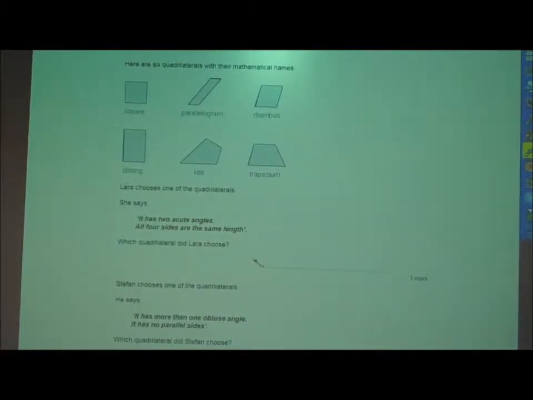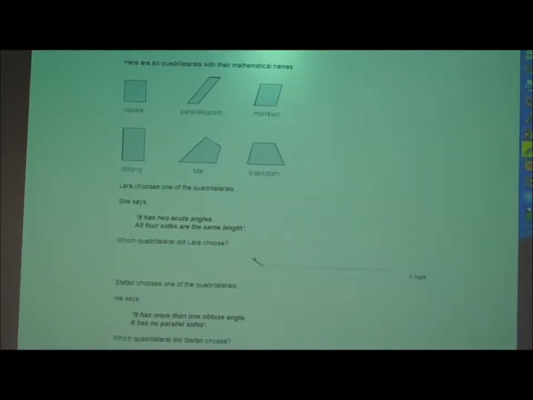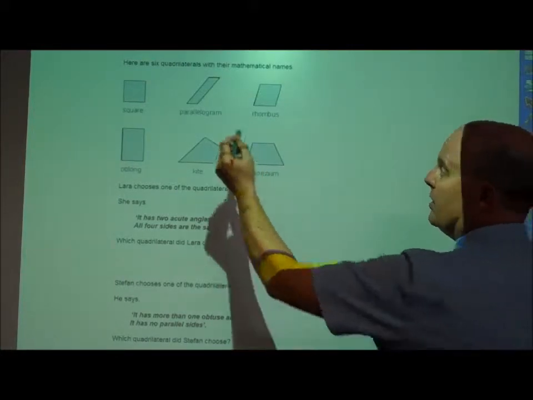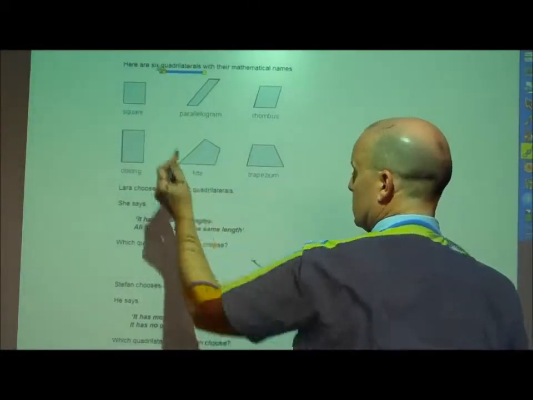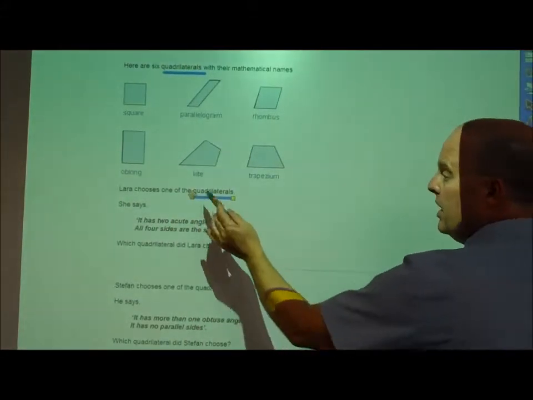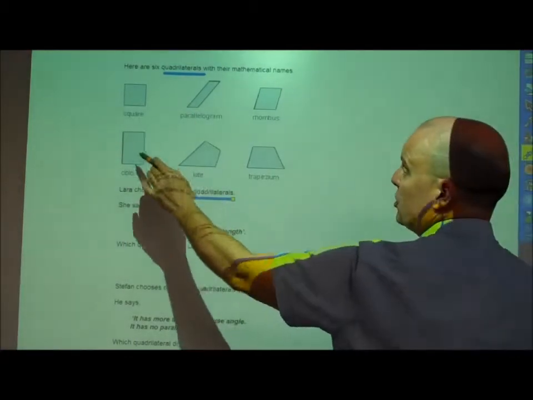Okay, this question here is testing your ability to name shapes and describe their properties using mathematical language. And this particular question, which has 2 marks associated with it, will look at your ability to work with quadrilaterals. So you need to know what quadrilaterals mean. The Latin word quad meaning 4, and so all of these shapes have 4 sides.